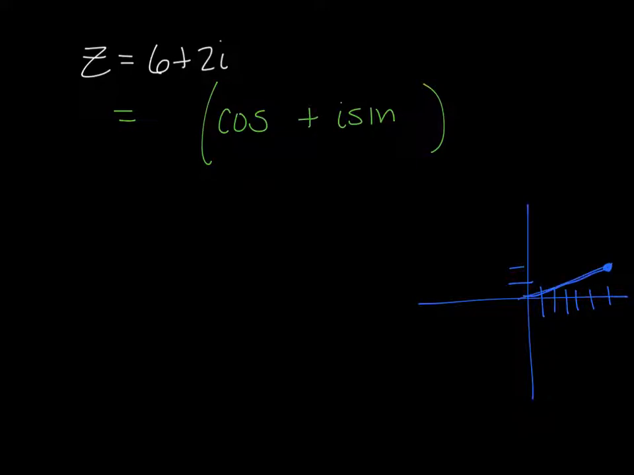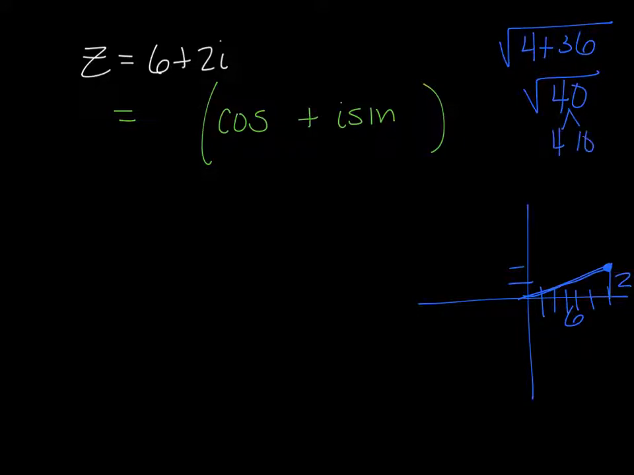Okay, I'm in the first quadrant. I've got a 2 and a 6, so now I need to find the hypotenuse, do the Pythagorean theorem. It's the square root of 2 squared is 4, 6 squared is 36. This is the square root of 40. I need to reduce that a little bit, right? So we've got 4 times 10, so that's 2 square roots of 10. So that is the r value.